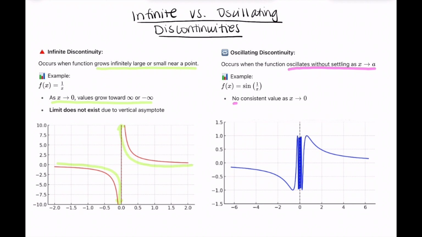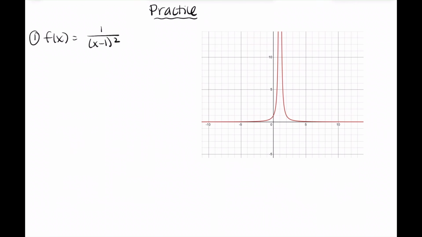So looking at the function of sine of 1 over x, if we look at our graph, there is no consistent value as x approaches a. It oscillates between 1 and negative 1. So because of this, this would be an oscillating discontinuity. Now that we've gone over all of our definitions for today, let's get into our practice section.